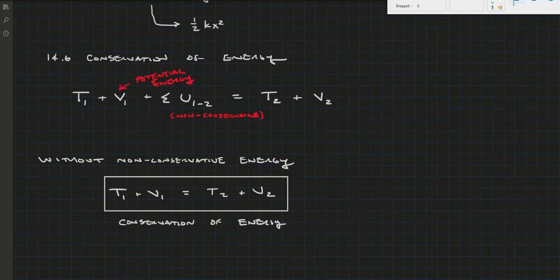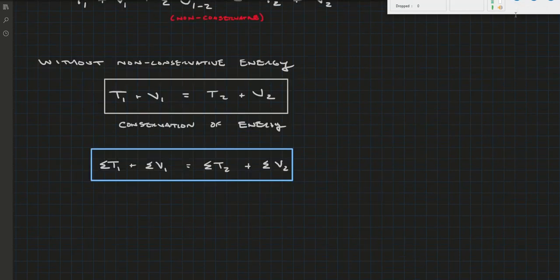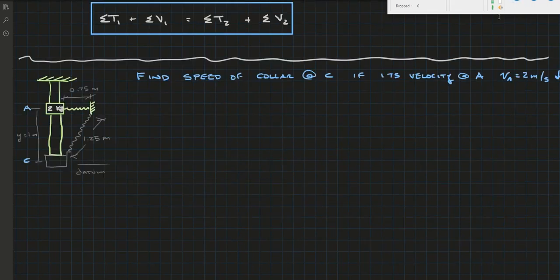Okay. And if we have a system with many different kinetic energies and potential energies to start with, we can get a system summing all the kinetic energies and potential energies in the output. So let's look at this example. Complicated examples can sometimes easily be solved using conservation of energy methods.